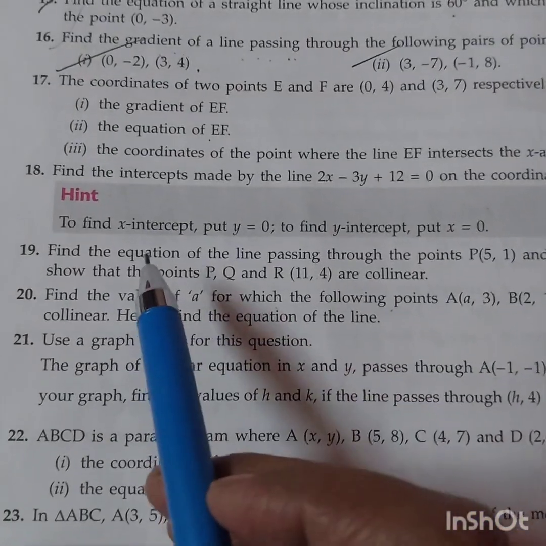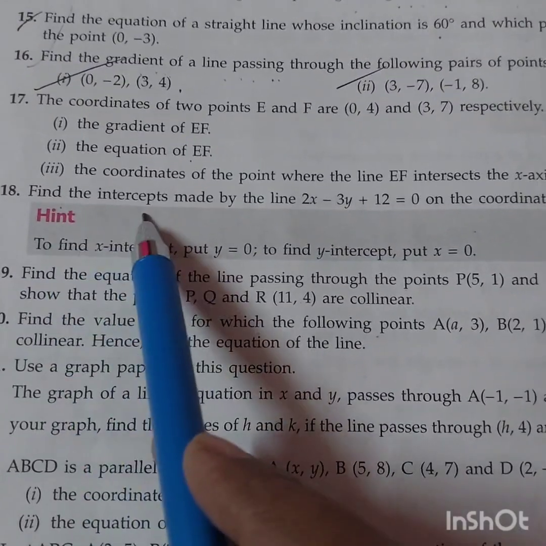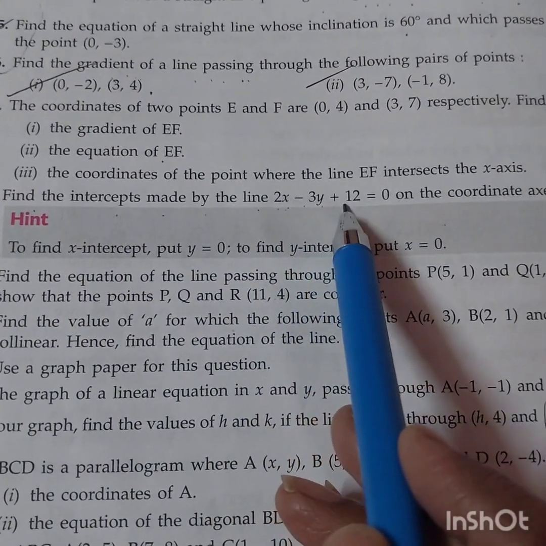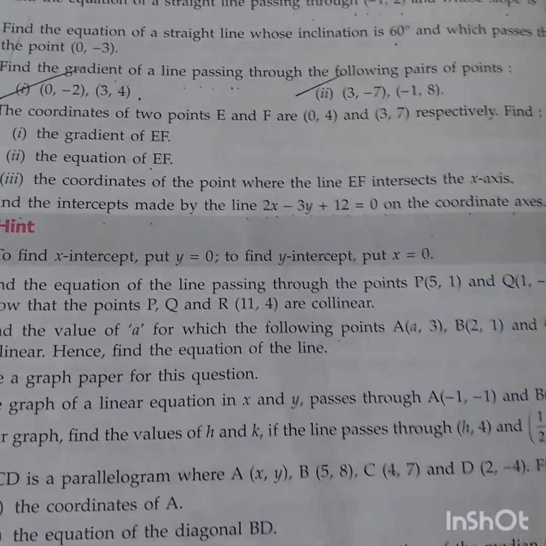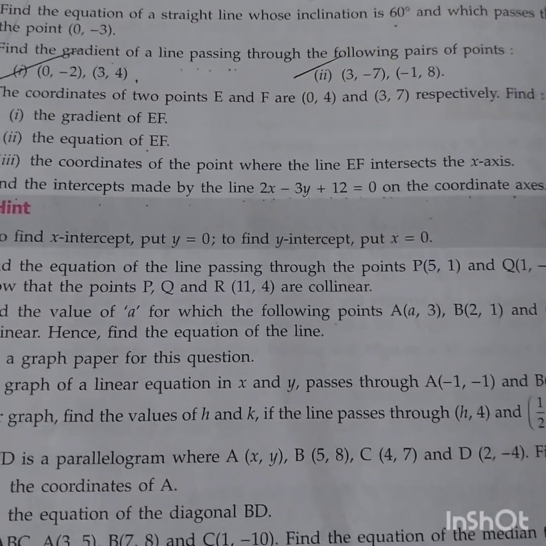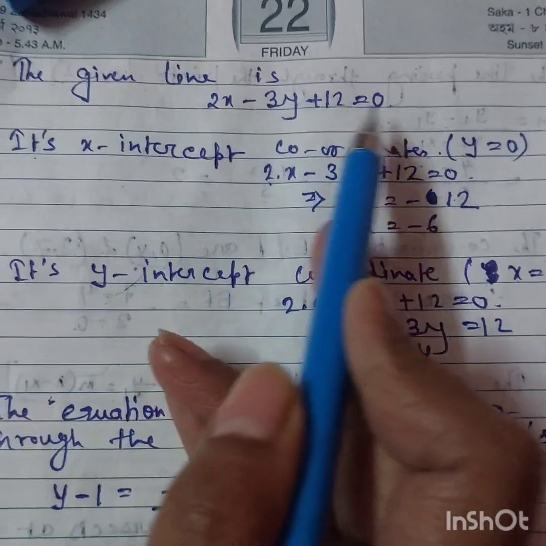Okay, the next sum is the last sum of today's class. Find the intercepts made by the line 2x minus 3y plus 12 is equal to 0 on the coordinate axes. That means we have to find the intercepts on the x-axis and y-axis both. Okay, so see the sum. This is the given equation.